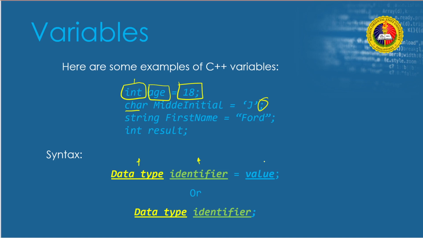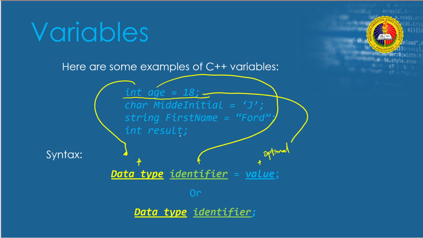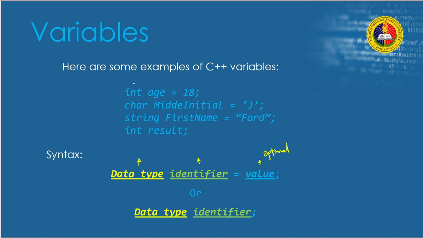Alright, so this is a syntax. This is how we write variables. So if we're going to take a look at this, we know that int is the data type, and then age is the identifier, and then 18 is the value. Alright, nagets ra? Do you follow, guys? Int is the data type. And then age is the identifier, and then 18 is the value.